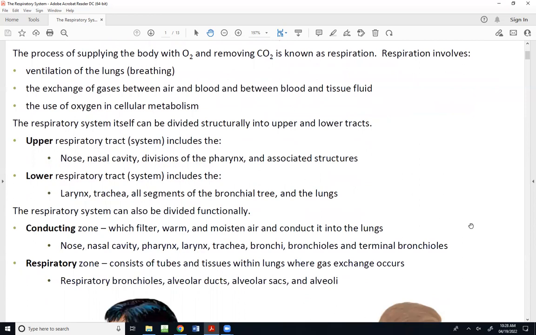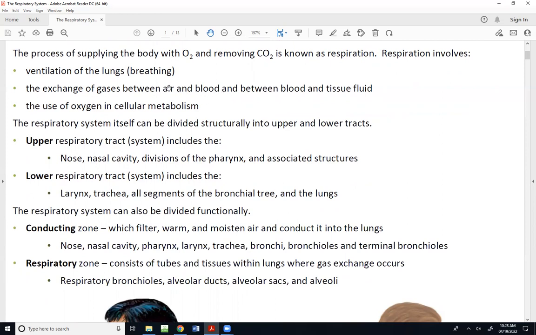Okay. Now, the process of supplying the body with oxygen and removing carbon dioxide is known as respiration, and that's where the term respiratory system comes from. It involves the act of breathing, what we call ventilation of the lungs, but also the exchange of gases between our air and our blood.